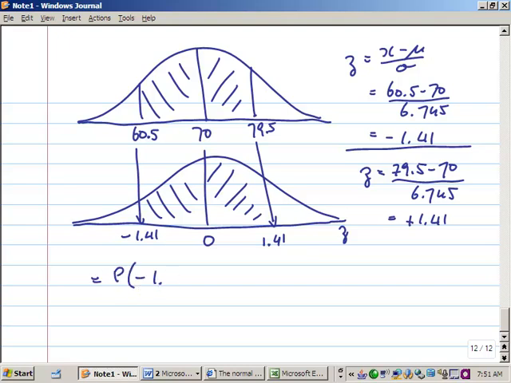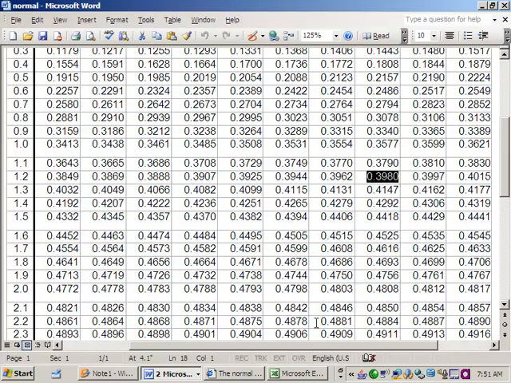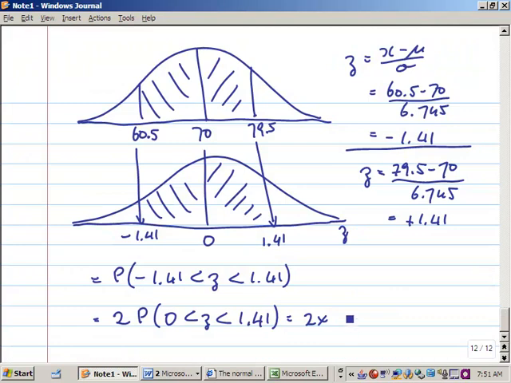Alright, so our Z distribution probability statement goes from negative 1.41 to positive 1.41. Again, a symmetrical area, both the same size. All we'd have to do is find one and double it. And so for 1.41 it will be 0.4207.